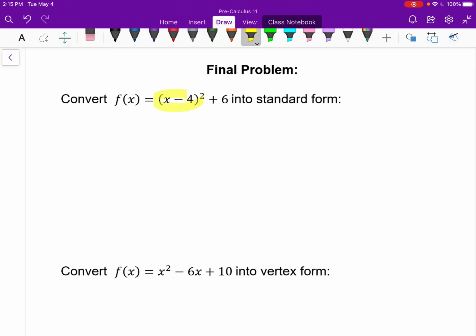So again, I can do this quite quickly. I can take this binomial squared, and I can quickly square this. First term will be x squared. Last term will be positive 16. The middle term will be x times negative 4 times 2. Plus 6, combine like terms. I have x squared minus 8x plus 22. There we go. Now it's in standard form.